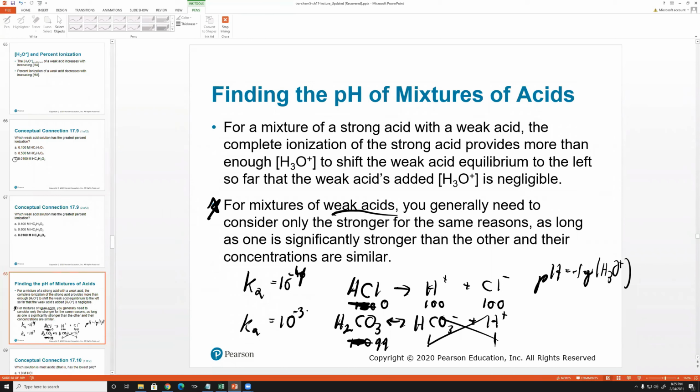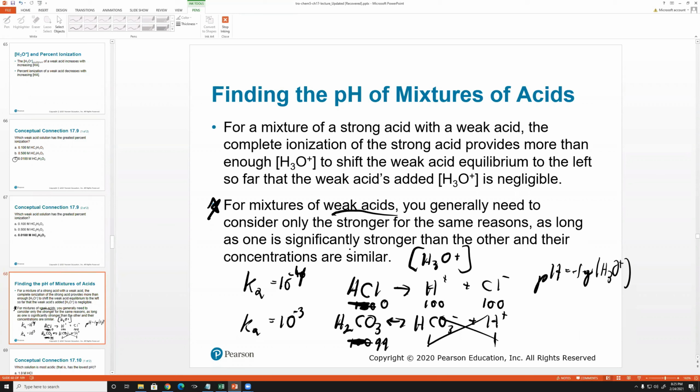And the way to actually figure out the pH of a mixture of two weak acids is to do the ICE chart for each acid. And you will be given enough information to solve for, remember, H3O plus. That's what we needed to solve for at equilibrium in order to find the pH.